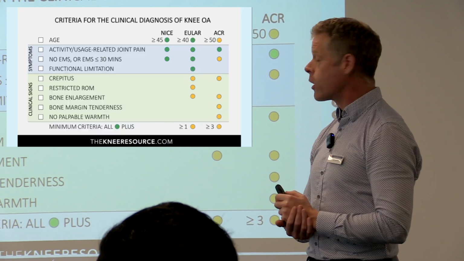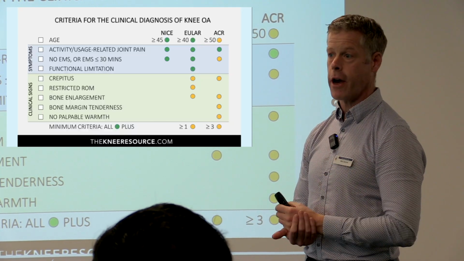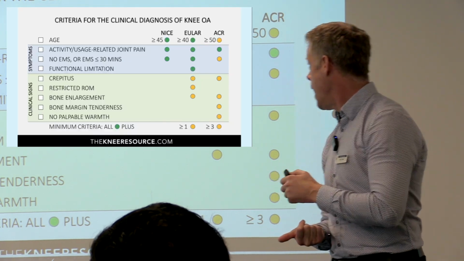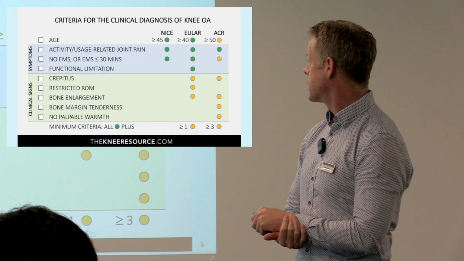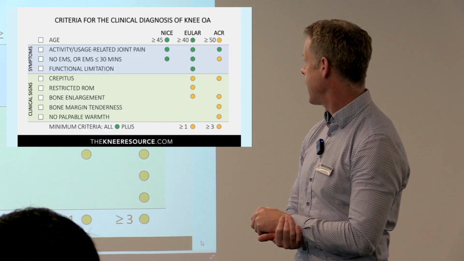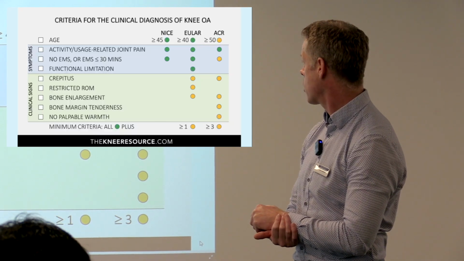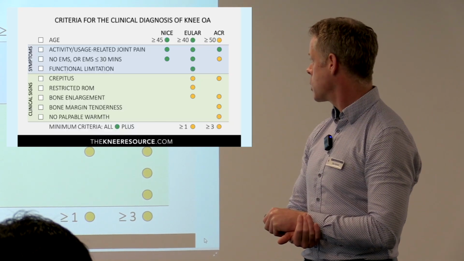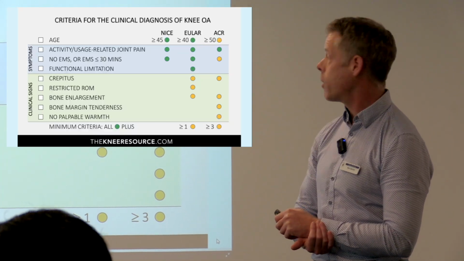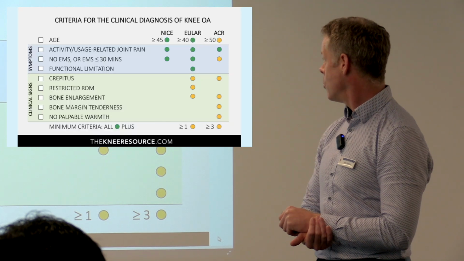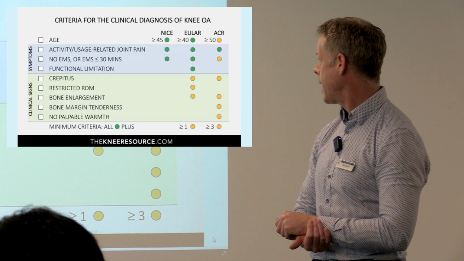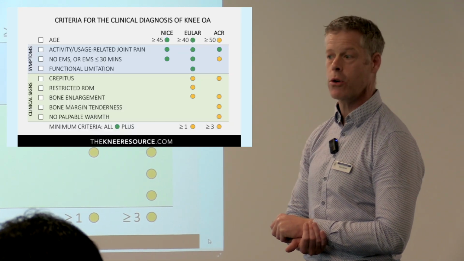There are actually some really good diagnostic guidelines that I would encourage you to use. There are three here. One is the UK National Institute for Health and Care Excellence, the second is the European League Against Rheumatism, and the third is the American College of Rheumatology. I've shown all three because the NICE one is the best one for us to use in primary care, and it's really simple. You need to be 45 or over, have usage-related joint pain, and your morning stiffness doesn't last longer than half an hour.